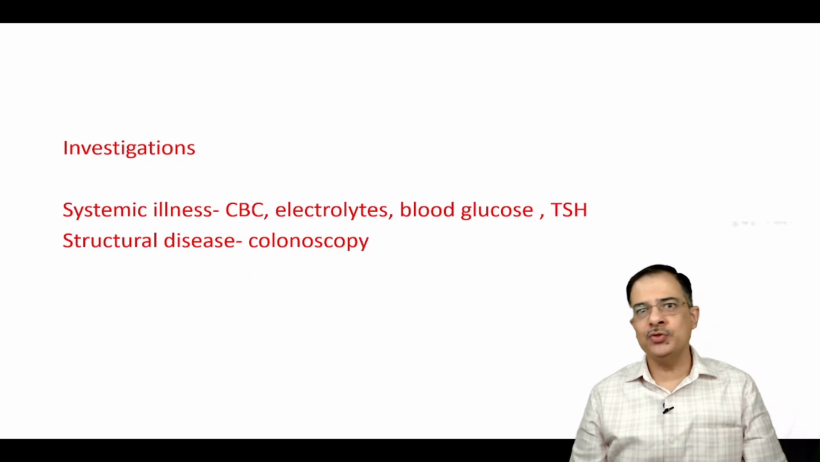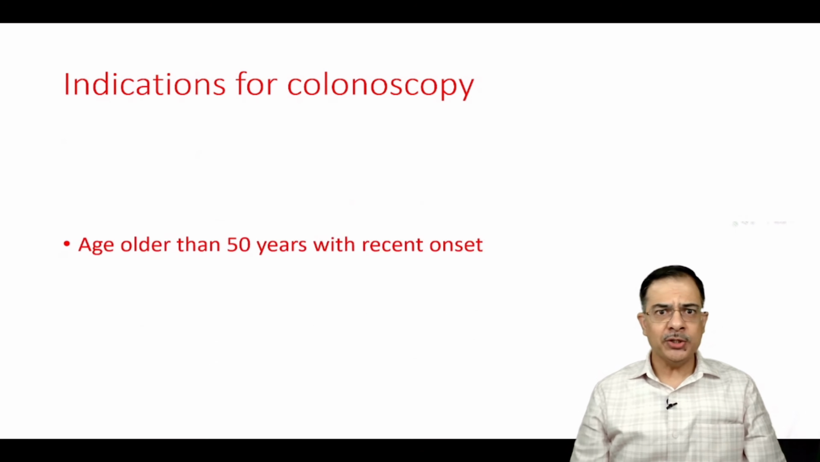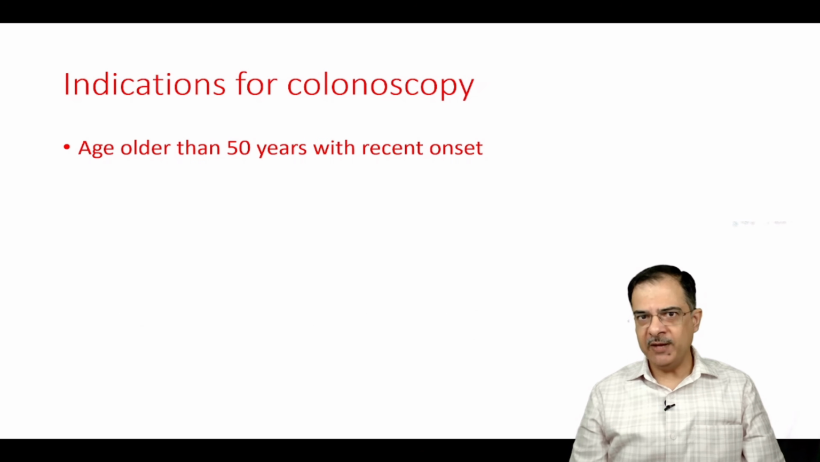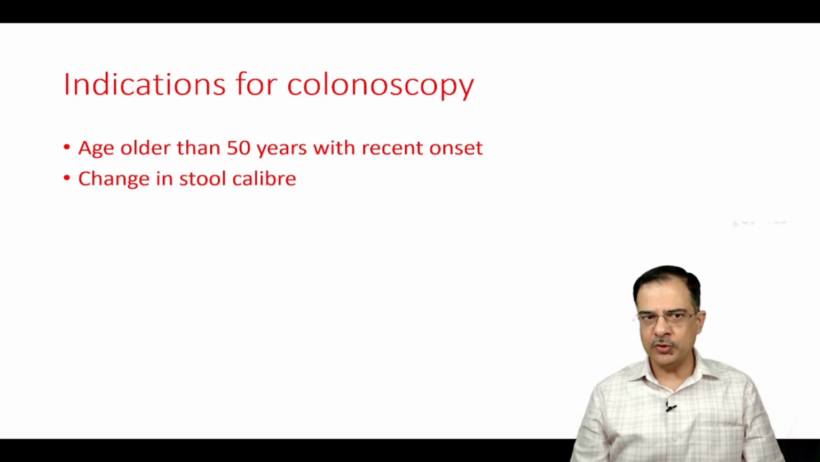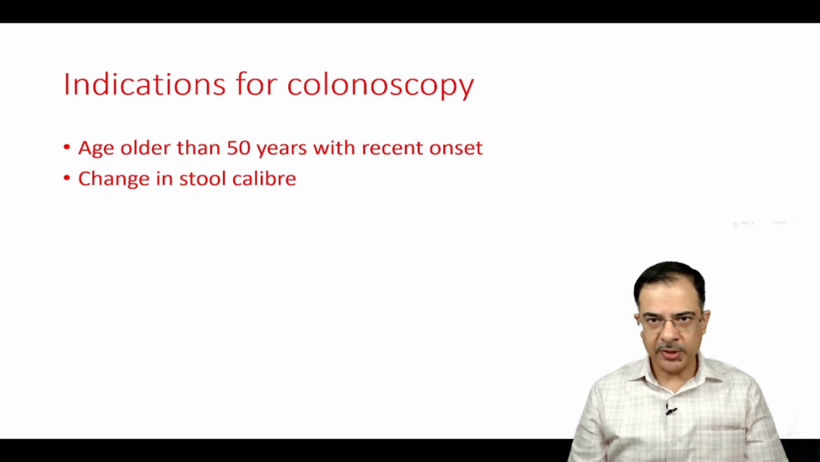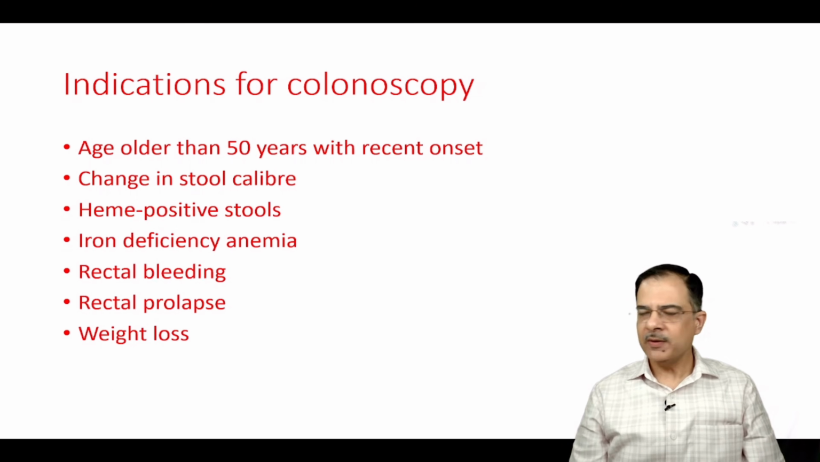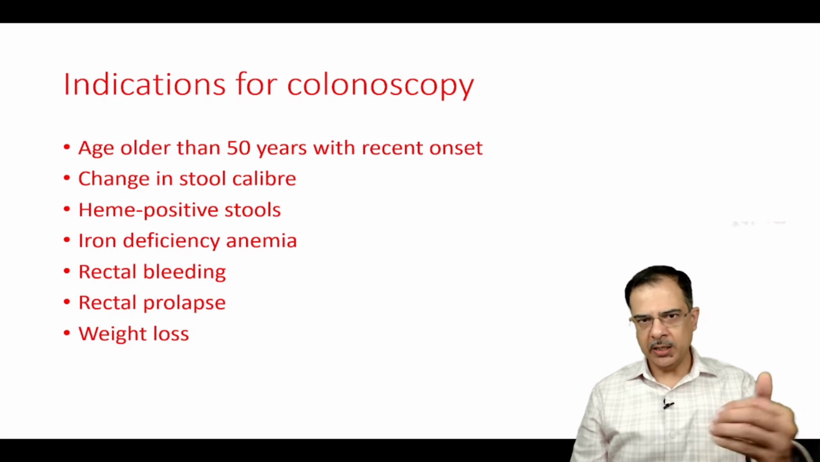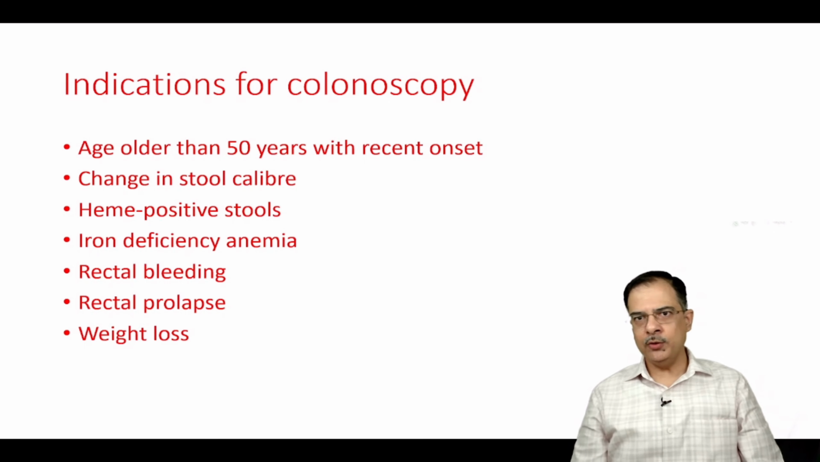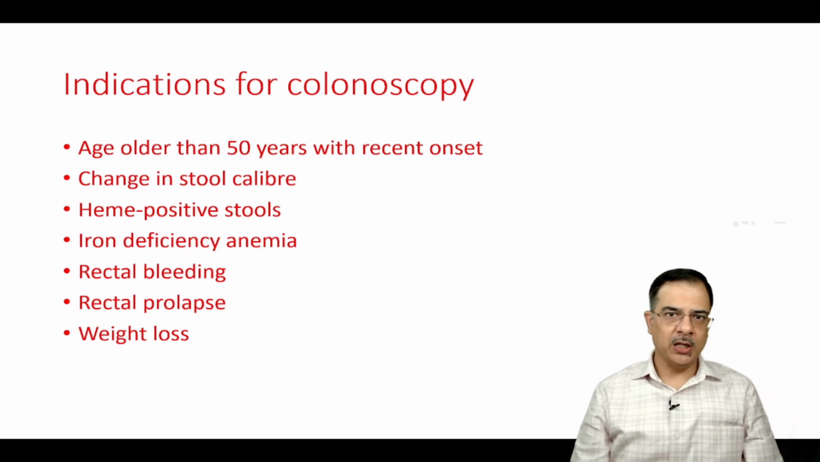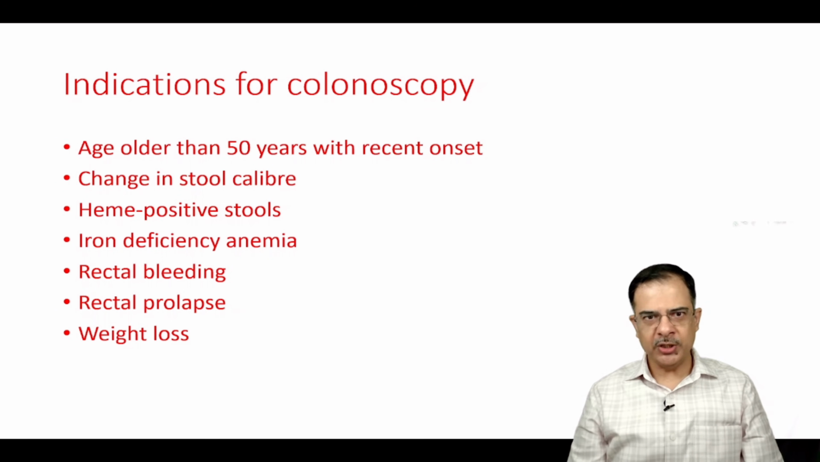Now let's see the indications of colonoscopy. Indications will be age more than 50 with a recent onset of constipation, change in stool caliber, where the patient says the diameter of the stool is reduced, heme positive stools, iron deficiency anemia, rectal bleeding, rectal prolapse, and weight loss. These are the indications for colonoscopy according to the American Society of Endoscopy. If any one of these features is present, we should consider colonoscopy.